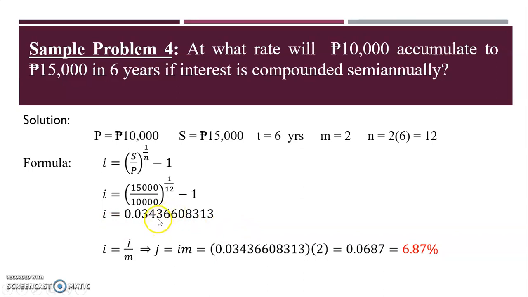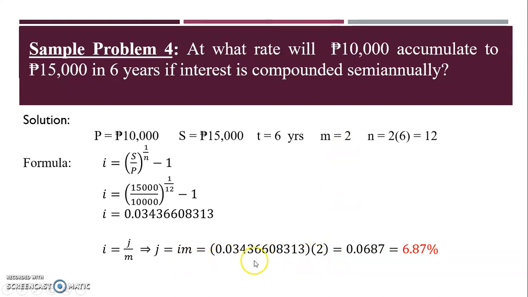Then, since we have to find the annual rate, we know that I is equal to J over M. And we are looking for J. So, we are going to solve for J. We multiply I and M. So, J is equal to I times M. Alam naman natin na yung I natin, yun, yung 0.0343 and so on. Then, ang M natin is yung 2 semi-annually.